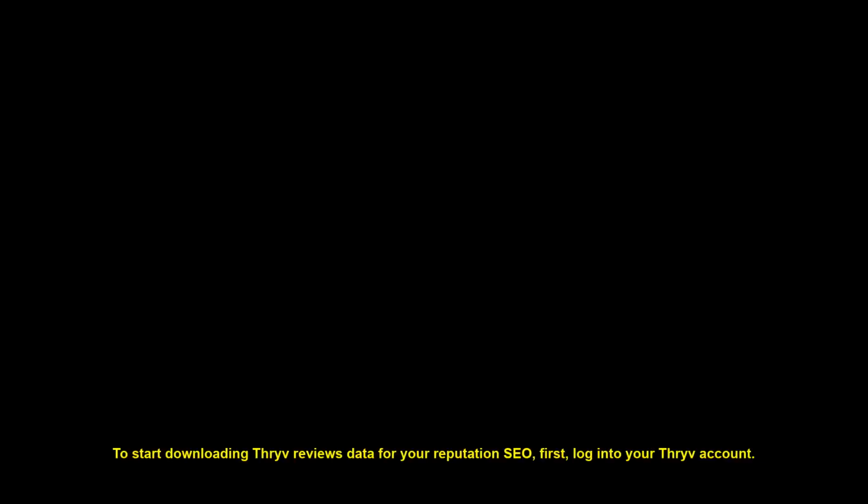To start downloading Thryv reviews data for your reputation SEO, first, log into your Thryv account. Once you are on the dashboard, navigate to the reviews section. In the reviews section, look for the filter options to narrow your search. You can choose to filter by date range, rating, or location based on your needs.